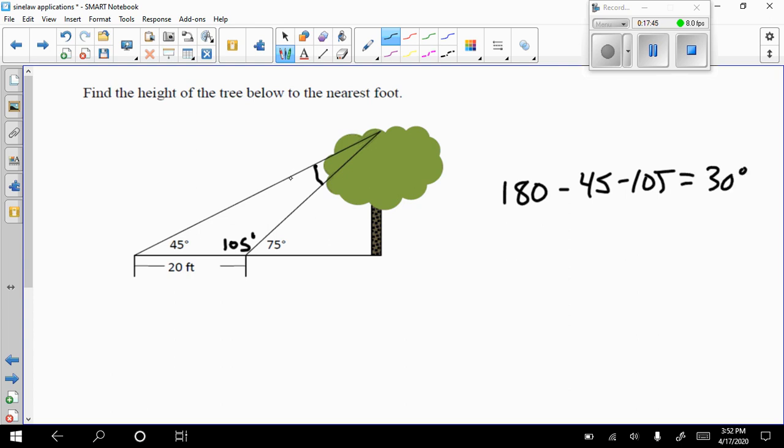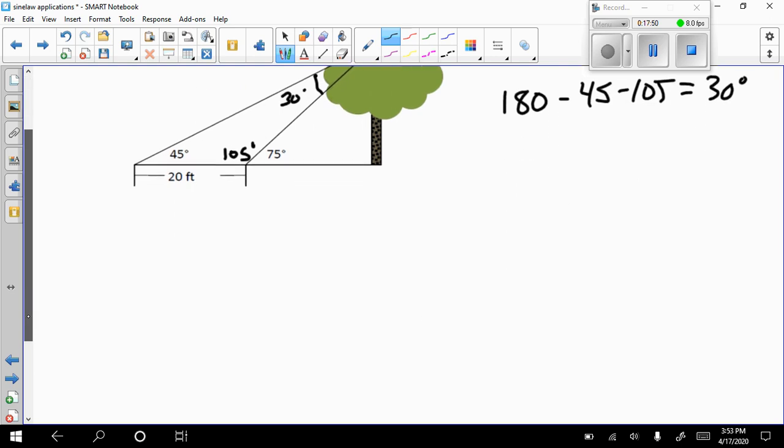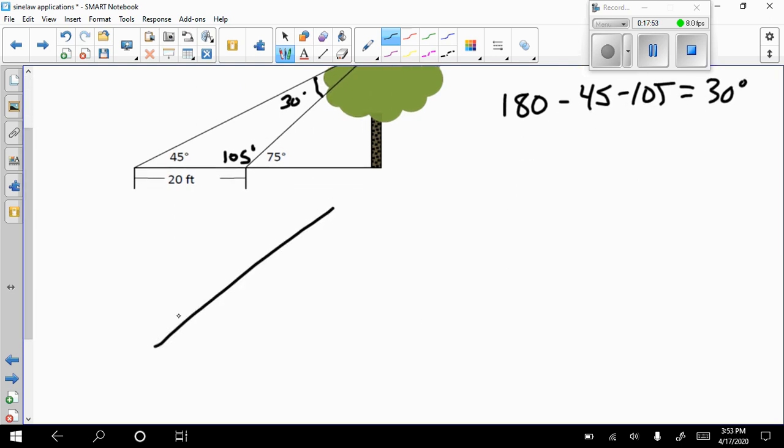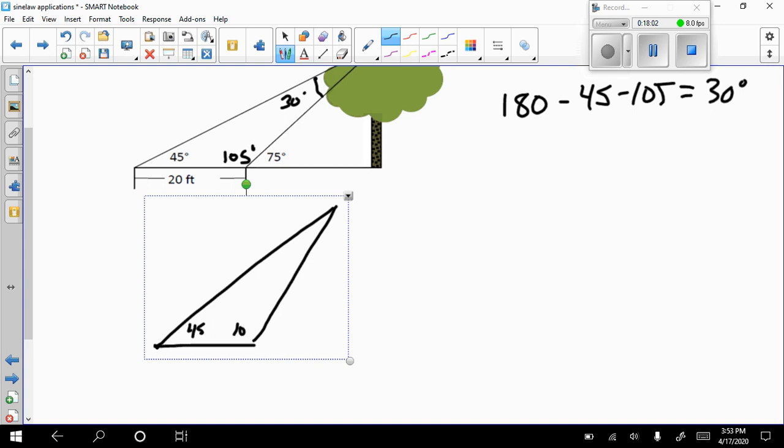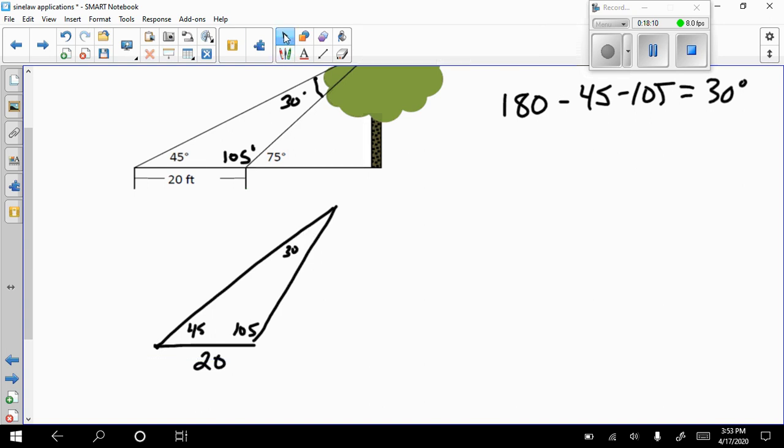Okay, so look at this. I know that this is 30 degrees. So I'm going to pull that triangle out of there just for a minute. I'm just going to do my best here, I'm sorry if it's not perfect. So we know that this is 45, this is 105, this side length is 20, and this is 30. So I'm going to label that triangle now. I'll call this capital A, capital B, and capital C. This is little a, this is little b, and this is little c.